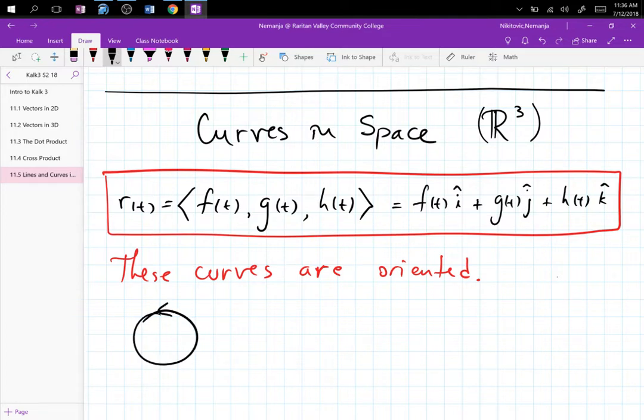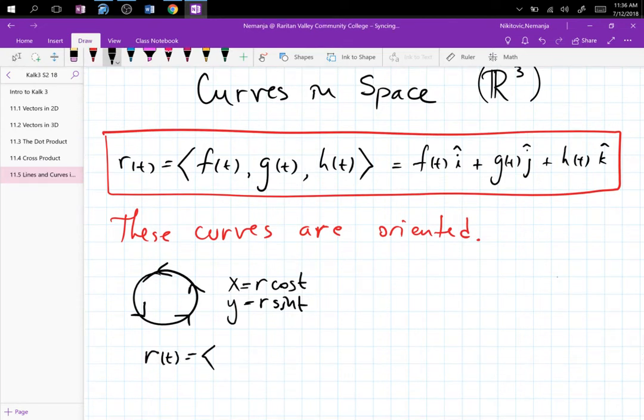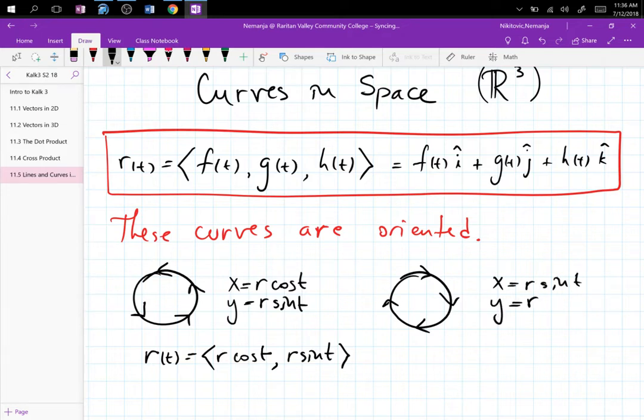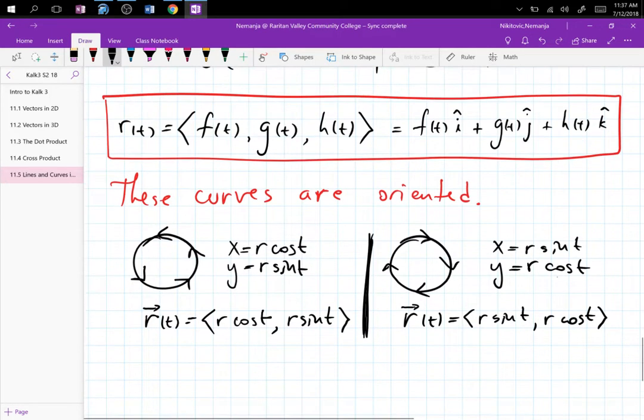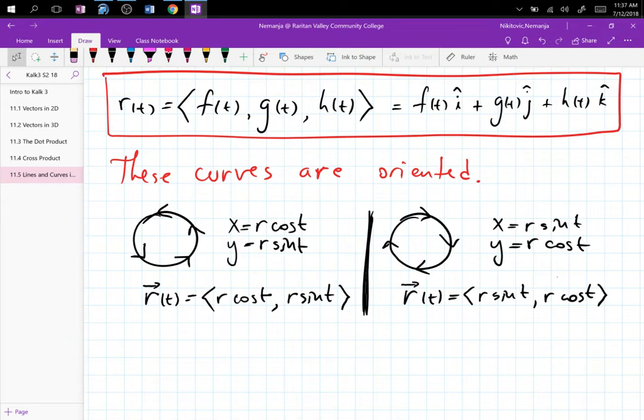So a circle which is oriented counterclockwise will have the set of equations x equals r cosine t and y equals r sine t, giving you the parametric set r cosine t comma r sine t. Now, if the orientation is clockwise, then you have x equals r sine t and y equals r cosine t, giving us r of t to be r sine t, r cosine t. So these are the things that we have in terms of the curves being oriented.